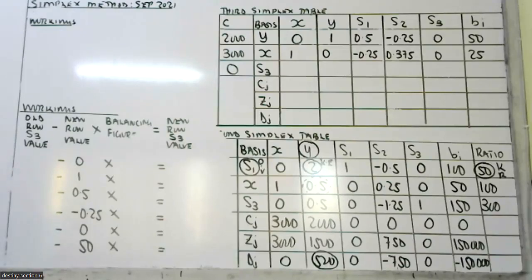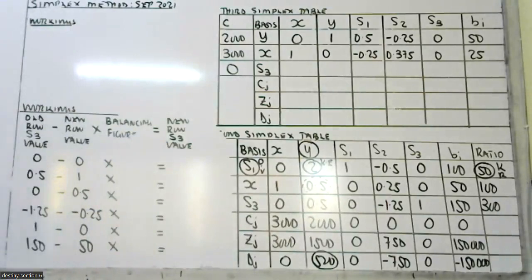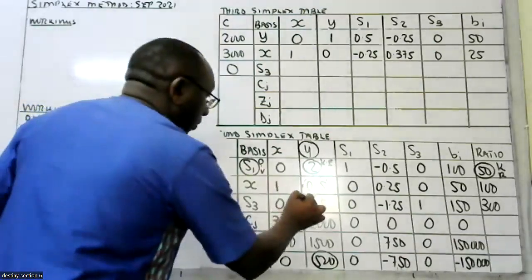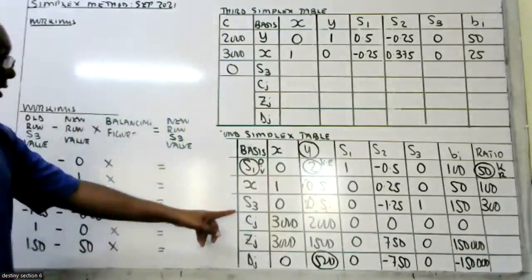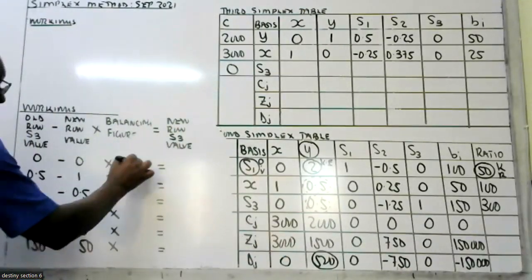So the old row S3 here, we have 0, we have 0.5, we have 0, we have negative 1.25, we have 1, and we have 150. The values in S3 here. Then for the balancing figure, it is this one again, 0.5. The value at the old row that we're dealing with and the key column.